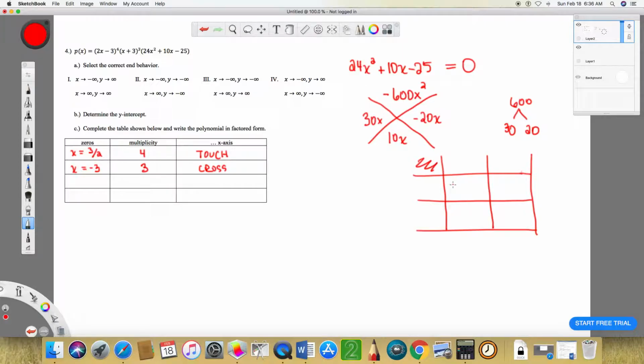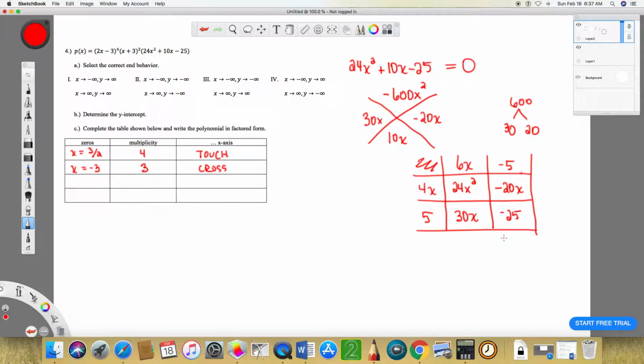Our first term and our last term go along one diagonal, and the two values that we found in the x go along the other diagonal. These have a common factor of 5. These have a common factor of negative 5. These have a common factor of 4x. And these have a common factor of 6x, right?